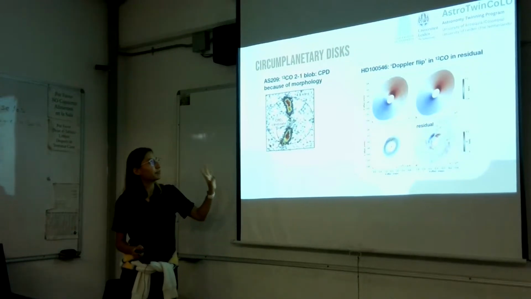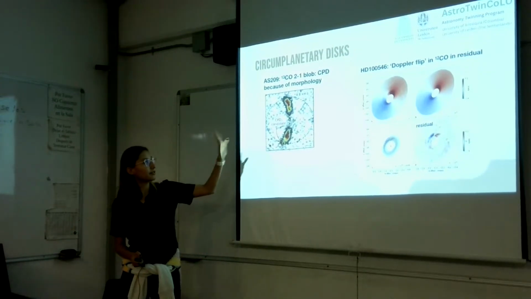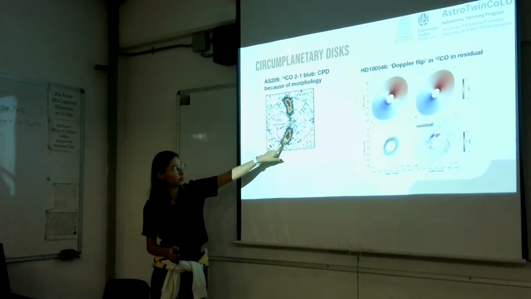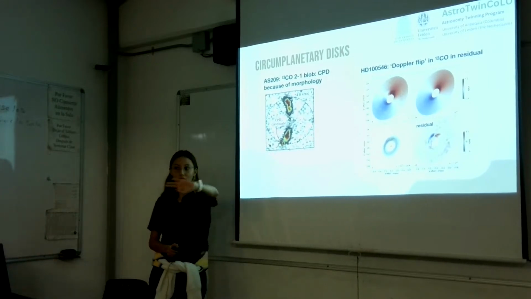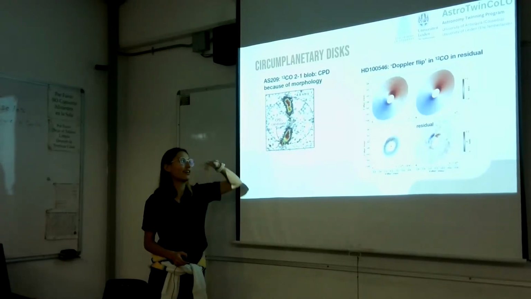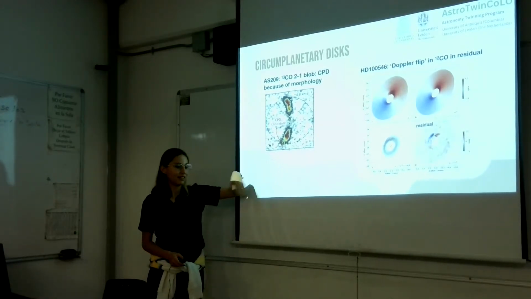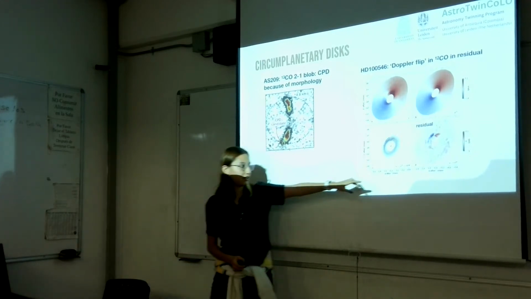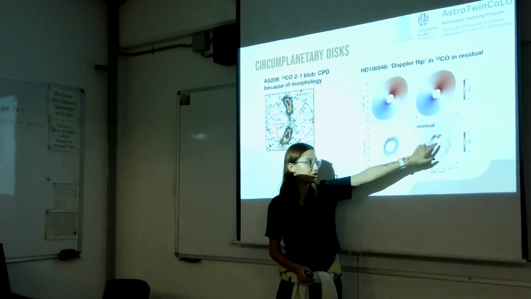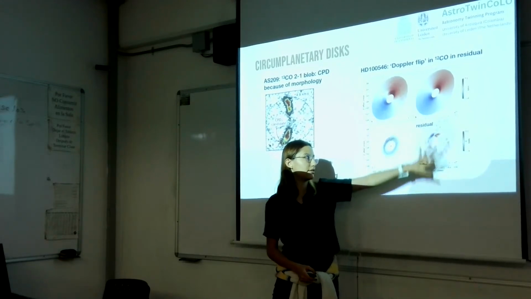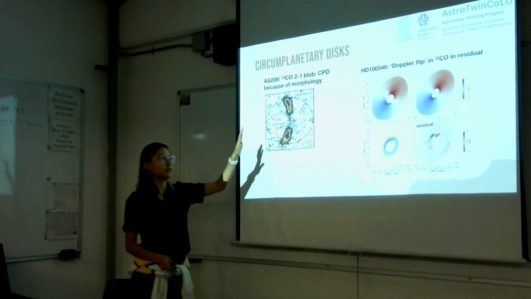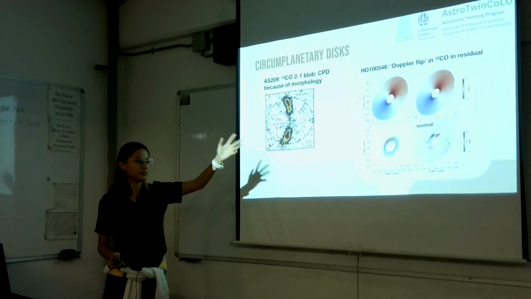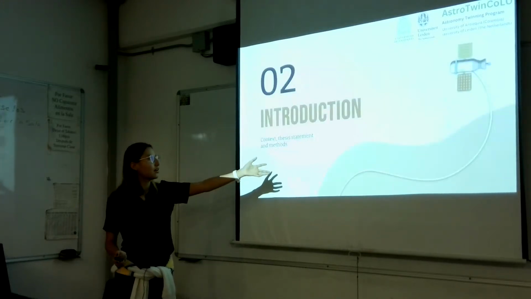And well, the circumplanetary disks are those small disks that are contained in the big disk, and they can be seen as a blue shift and a red shift in the Doppler flips of the CO spectrum.